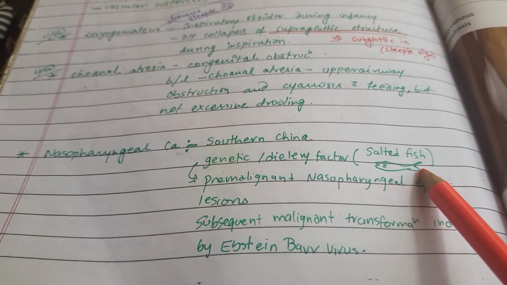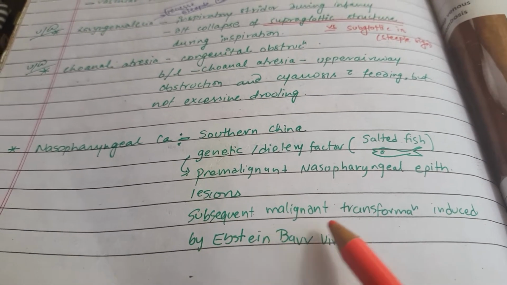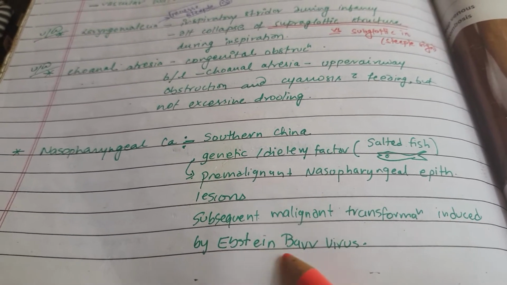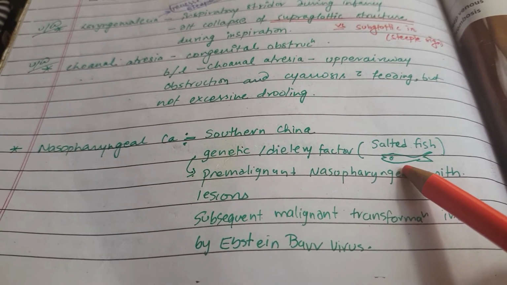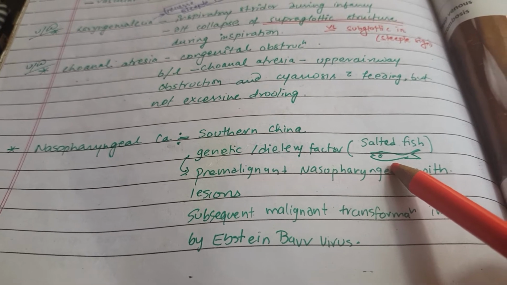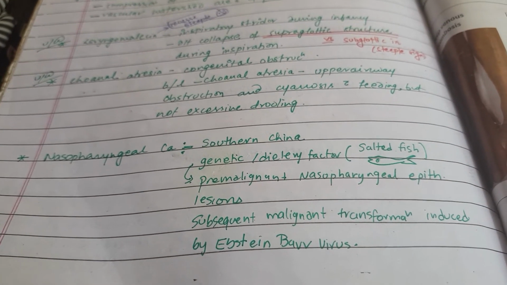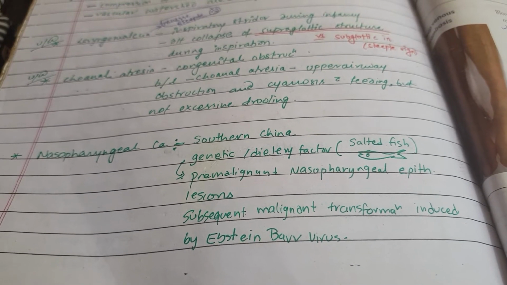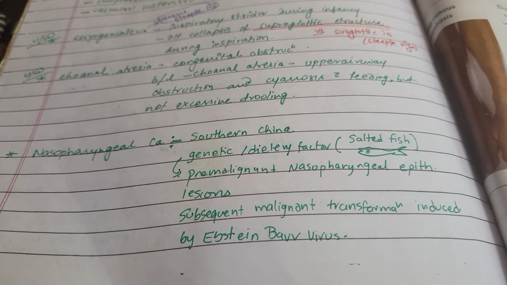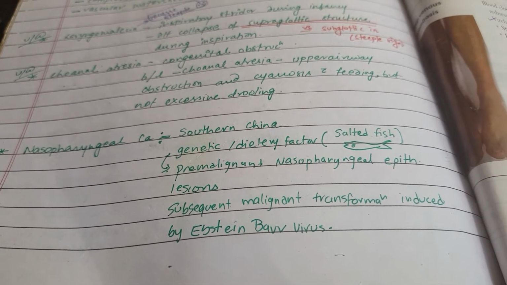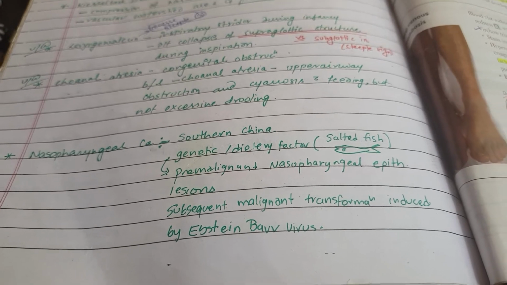Okay, salted fish is notorious for it. Pre-malignant nasopharyngeal epithelial lesion, with subsequent malignant transformation induced by Epstein-Barr virus. So remember not only Epstein-Barr virus but also salted fish consumption in southern China, which is responsible for nasopharyngeal carcinoma. That is why there will be a classic history of a patient of Chinese origin. Okay, Chinese descent people, because they have a genetic predisposition and also their dietary culture, salted fish, leading to the pre-malignant condition of the lesion.